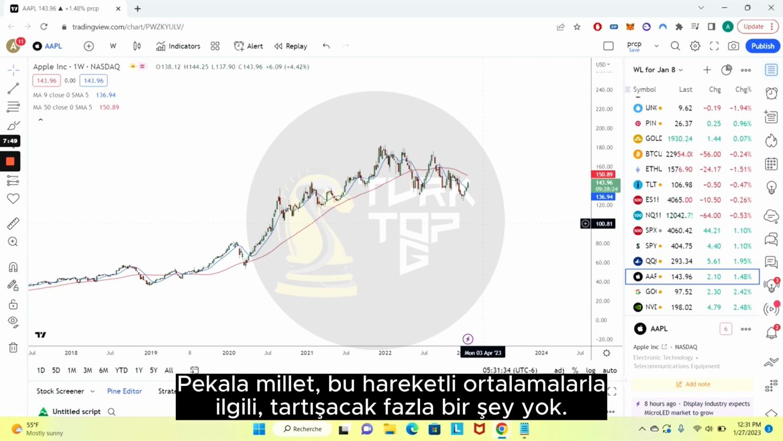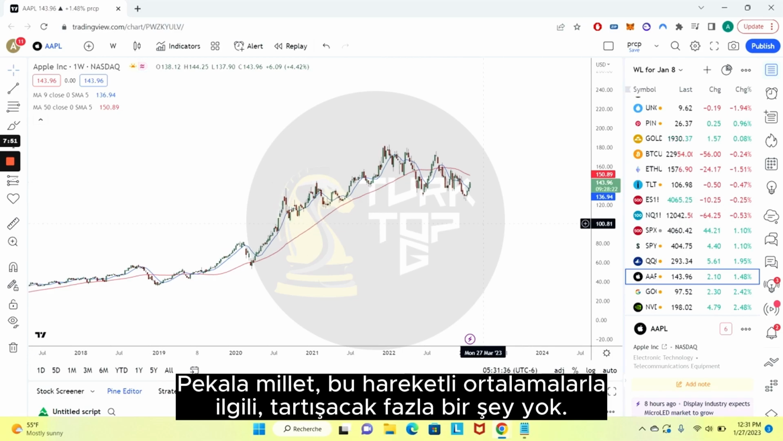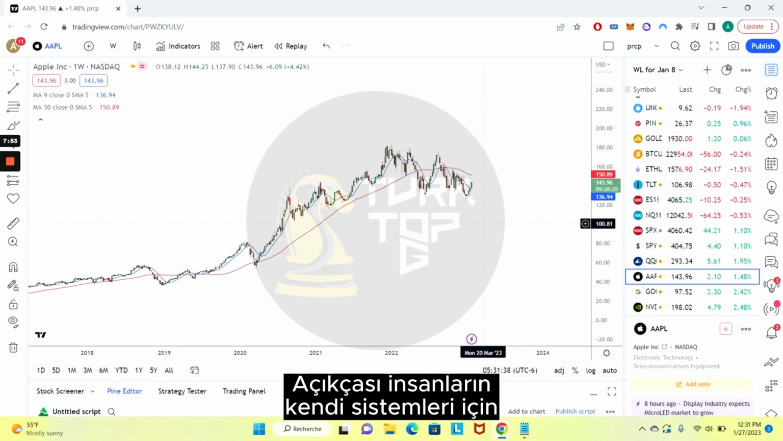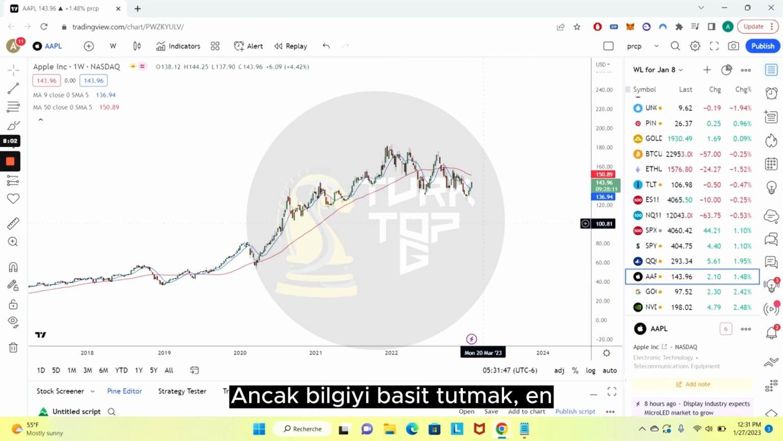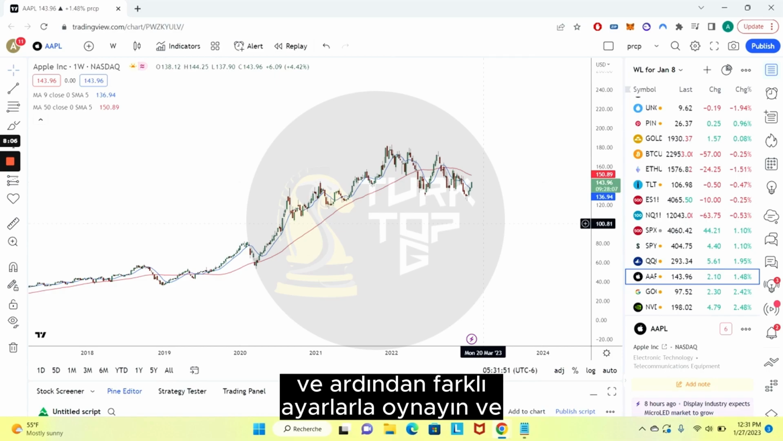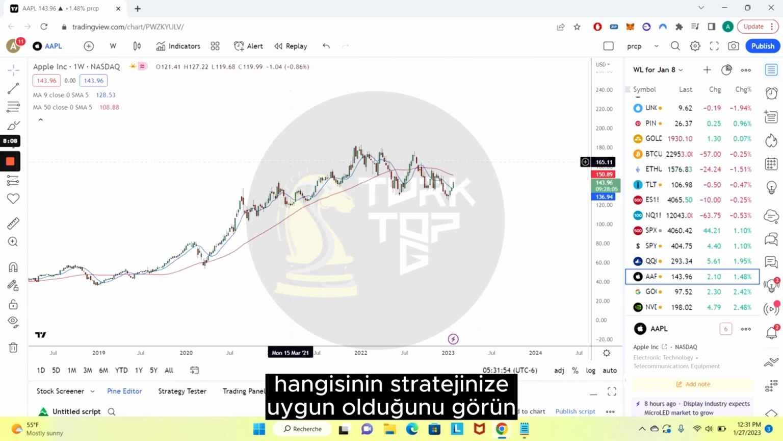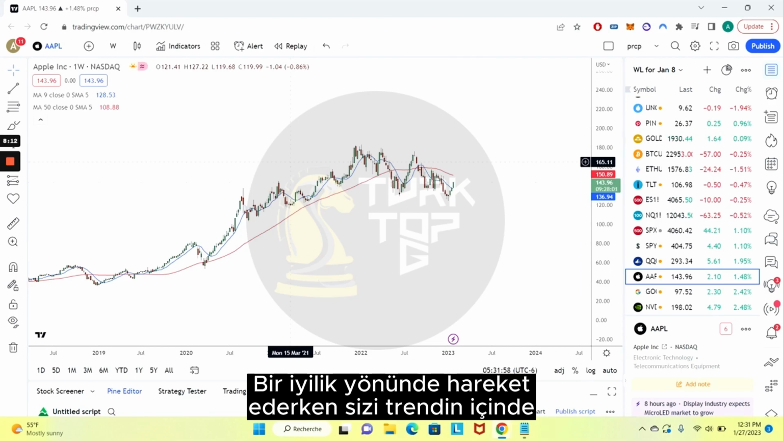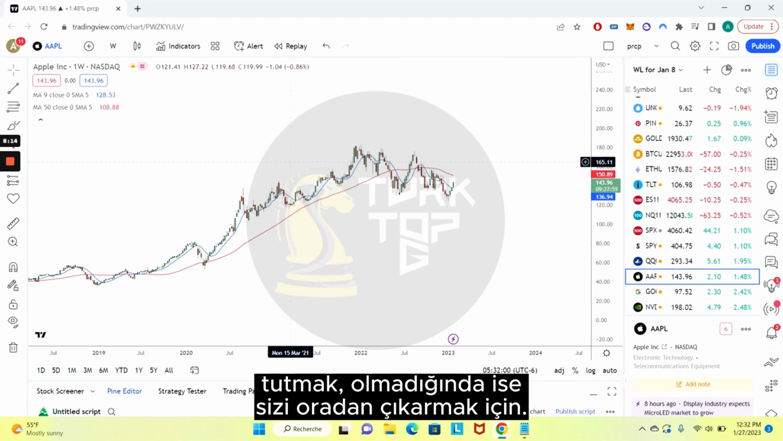Alright guys, that's about it for moving averages. There's not much more to discuss. Obviously you will hear a lot of things that people come up with for their own system. But just keep it simple, keep the knowledge there, mention the most common ones, and then just play around with the different settings and see which one aligns with your strategy in order to keep you in a trend when it's moving in your favor and get you out of it when it's not.